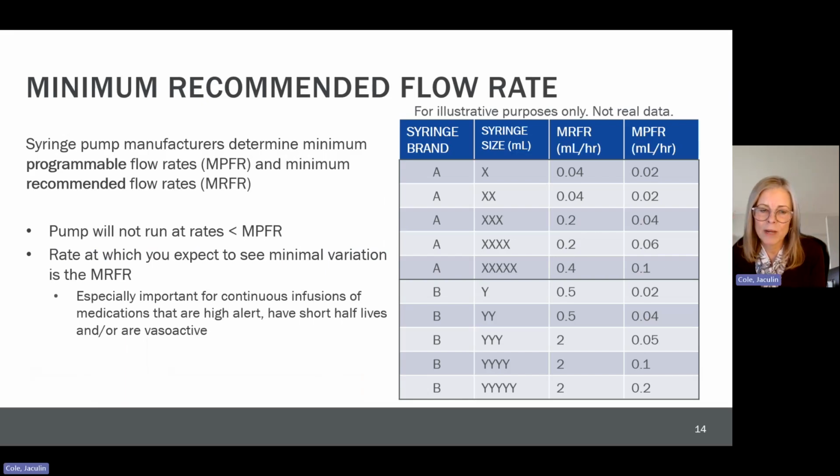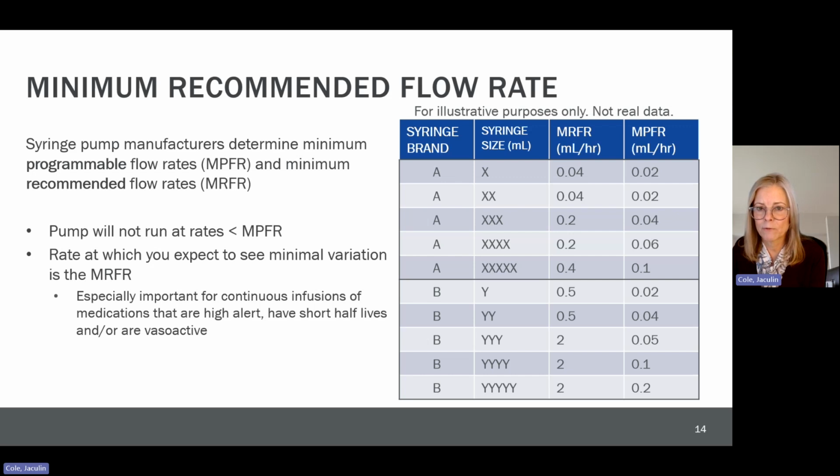Syringes are designed by syringe manufacturers for manual use, not for use in syringe pumps. So syringe pump manufacturers perform extensive testing on syringes to determine how they perform in their syringe pump at a range of rates. And performance is going to vary by brand of pump, brand of syringe, and according to the size of the syringe. And the testing performed by the syringe pump manufacturers determines what the minimum recommended and minimum programmable flow rates are for various syringes and whether or not they perform to the standards that result in them being approved for use.